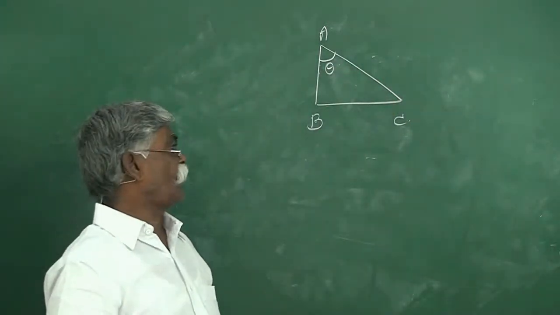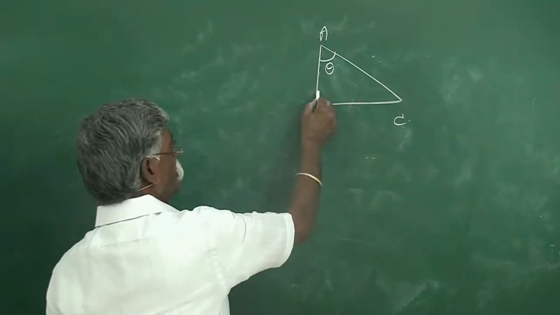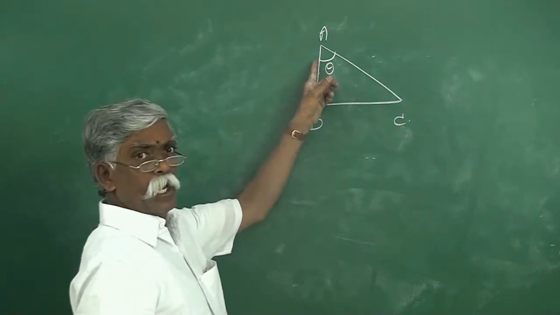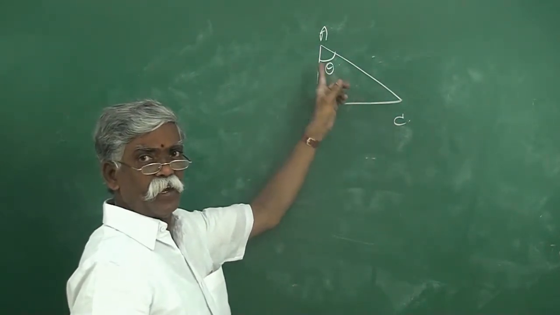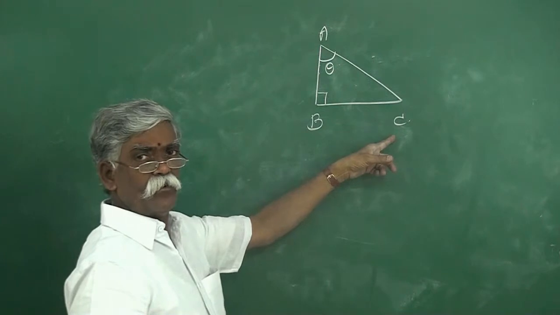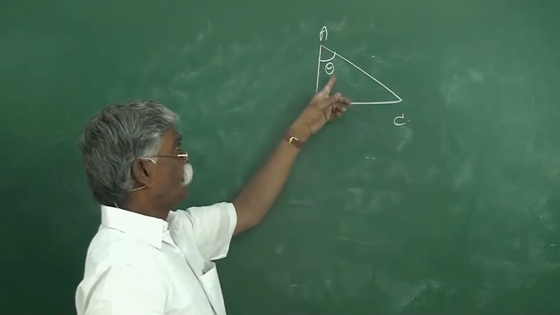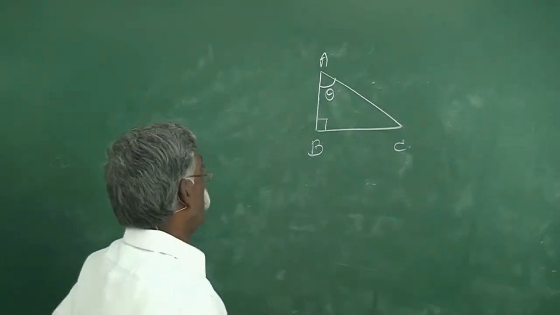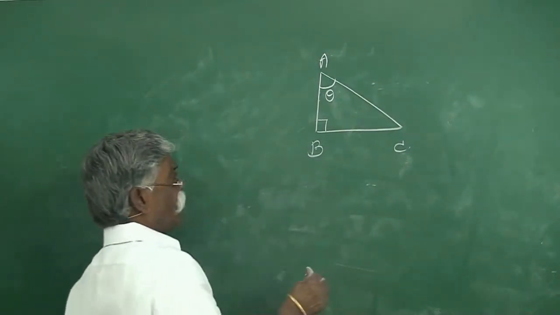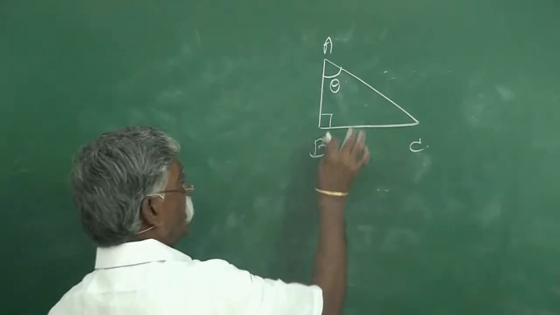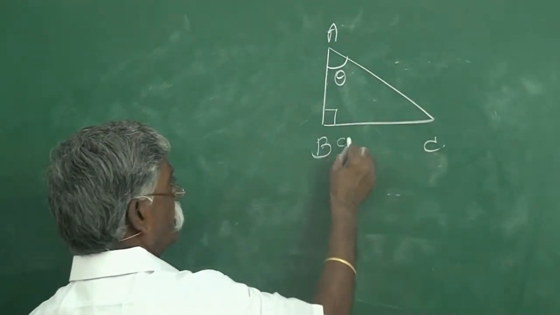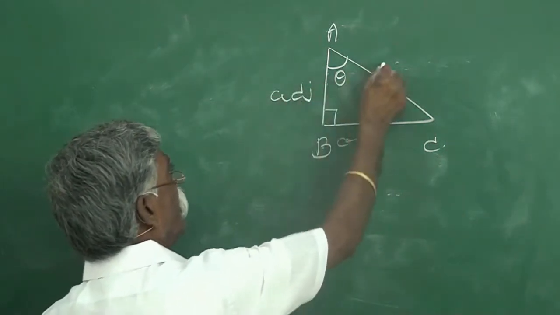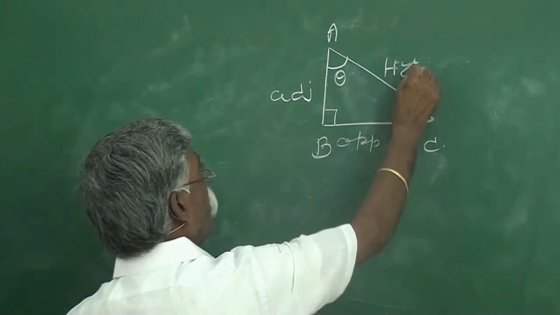So now here ABC is a right angle triangle. It is right angle at B, and A plus C is 90. So either A or C are individual acute angles. Now this acute angle we have taken as theta. Now the ratio between the sides: this is opposite, this is adjacent, and this is hypotenuse.